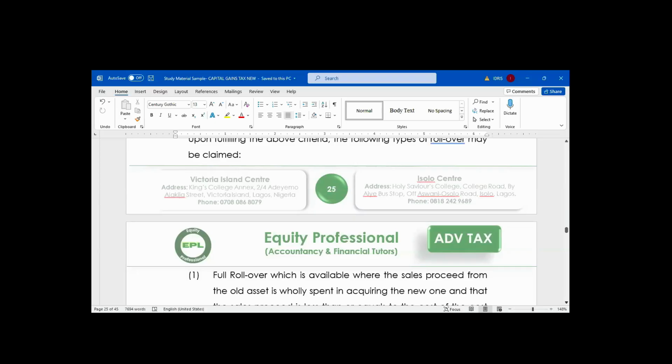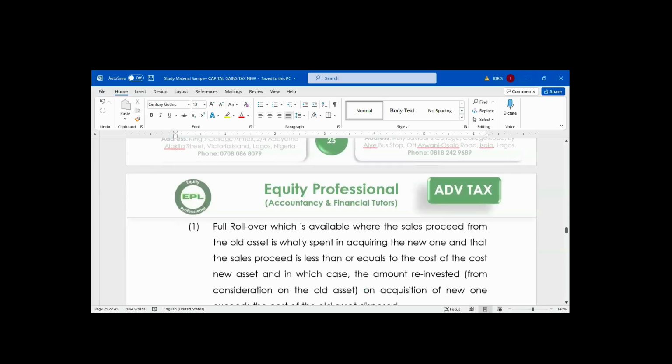What is full rollover relief? Full rollover relief arises where the sales proceeds from the old asset are fully spent in the acquisition of the new one. Full rollover relief is available where the sales proceeds from the old asset are fully spent in acquiring the new one. What does full rollover relief simply mean?